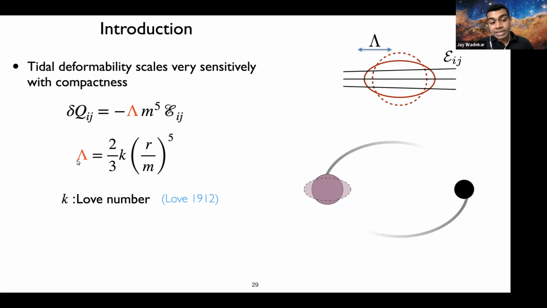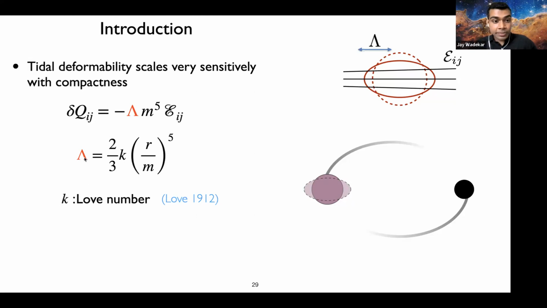And this tidal deformability parameter scales with the compactness of the object. The compactness I'm defining as the ratio of the radius to the mass of the object. And so you can see that there is a strong power of the compactness. So when we say searching for love, what we meant was searching for this love number, or this tidal deformability, of some of these objects.